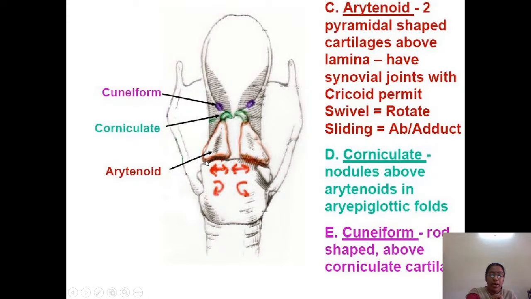At the lower part, they articulate with the cricoid cartilage. At the upper part, they articulate with the corniculate cartilage, which is paired. So this is a corniculate cartilage.